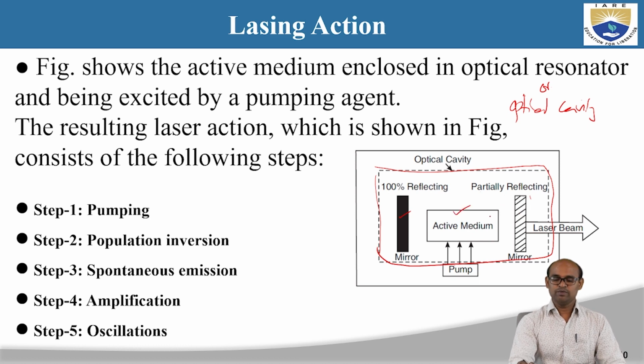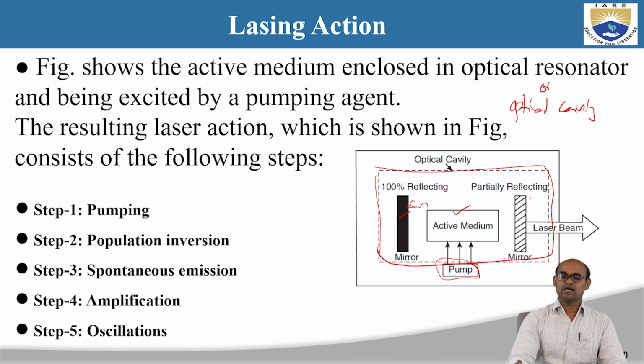This active medium is connected to a pump. The reason for placing the partially reflecting mirror in the front is that we need the laser beam coming out from the front. The 100% reflecting mirror reflects whatever photons come to it, 100%. That is why we keep it at the back, so that whatever photons come to this mirror are reflected back into the active medium.